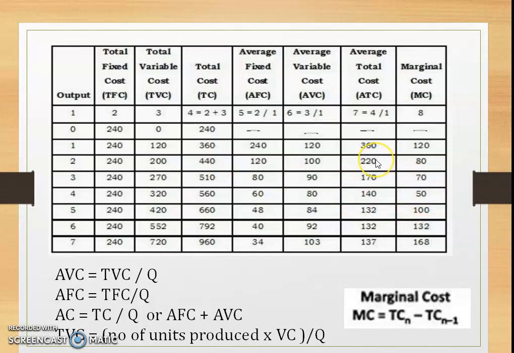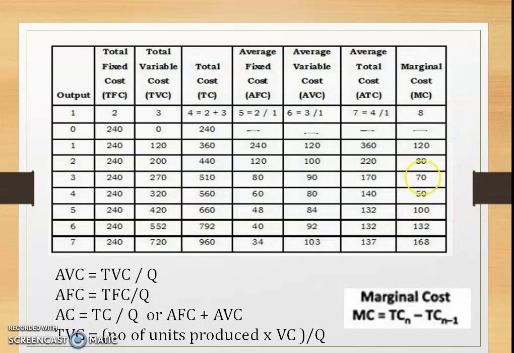So look at here in the tabular column, the average total cost, that is average cost, decreases at a lower rate than MC. Look at here, it is 220, 170, 140. But here, look at here, 120, 80, 70, 50. So that's what I said. The average cost decreases at a lower rate than marginal cost.